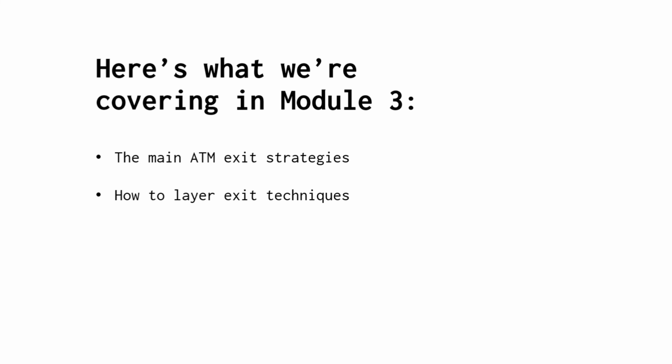Here's what we're covering in Module 3. We will talk about the main all-the-money exit strategies, specific ways you can use the indicators to exit trades. Then how to layer exit techniques, how to use two or more at the same time. And then finally, we're going to talk about using the TPI for advanced decision making. By the end of this module, you will know exactly how to trade as an all-the-money trader using the DLTC system. Let's begin.